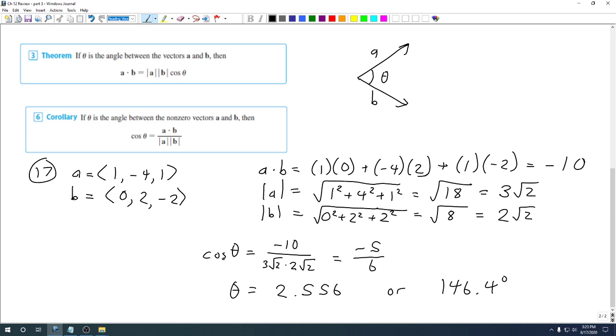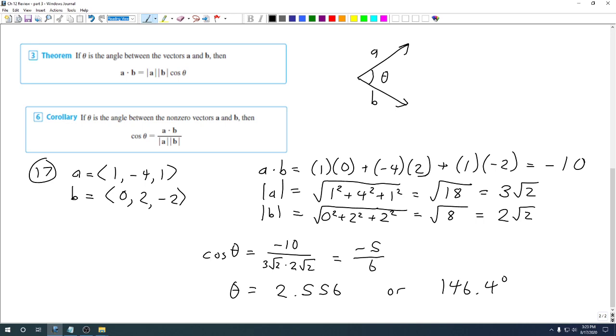Remember, cosine of an angle between 0 and pi over 2 is a positive number. Cosine of pi over 2 itself is 0, and cosine of an angle between pi over 2 and pi is negative. So once I found out that this was negative, then I knew the cosine of theta was going to be negative. So I knew theta was, no matter what, going to have to be a number between pi over 2 and pi. It had to be an obtuse angle. 146 degrees is an obtuse angle. And that's a pretty useful thing to know.